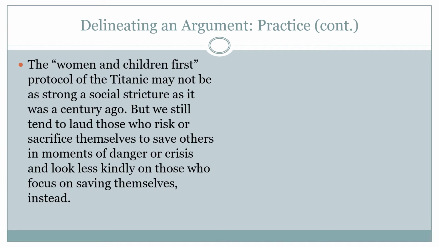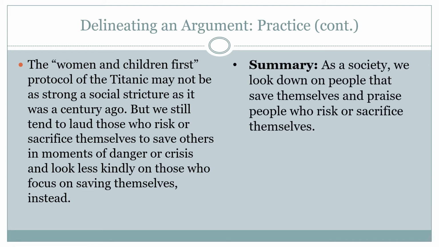So here's paragraph 2. You can pause and read for a second. Okay, this is where the author lays out their thesis. So we've already said, as a society, we look down on people that save themselves, and praise people who risk or sacrifice themselves. We didn't get that from the first paragraph. So we're adding on a little bit to that thing from the first paragraph. If we wanted to be really efficient, we could maybe just say the author adds on to the point from the previous paragraph and continues that we praise people who risk or sacrifice themselves. Just out of a sense of completeness, I put the whole thing down.